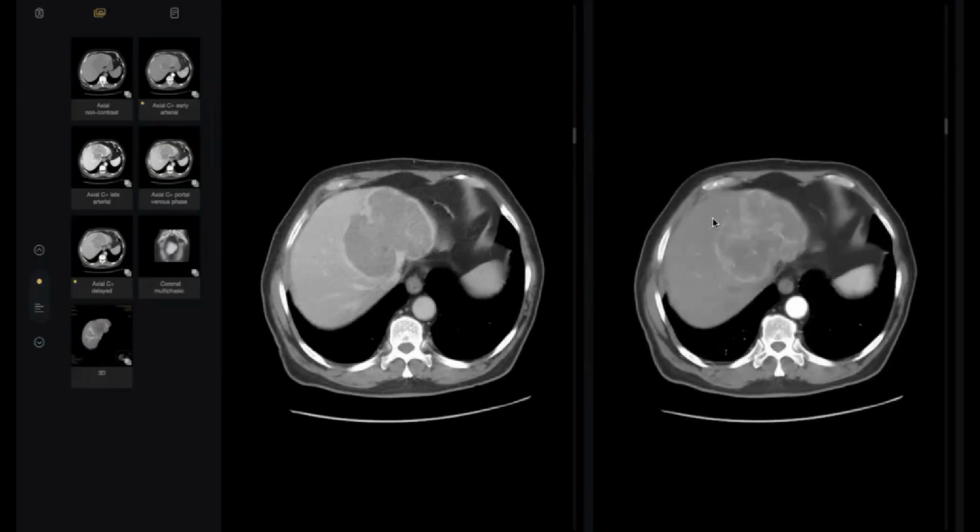What is this TACE? TACE is transarterial hepatic chemoembolization. We use the arterial pathway and we embolize the hepatic artery. The supply of this lesion is mainly from the hepatic artery.